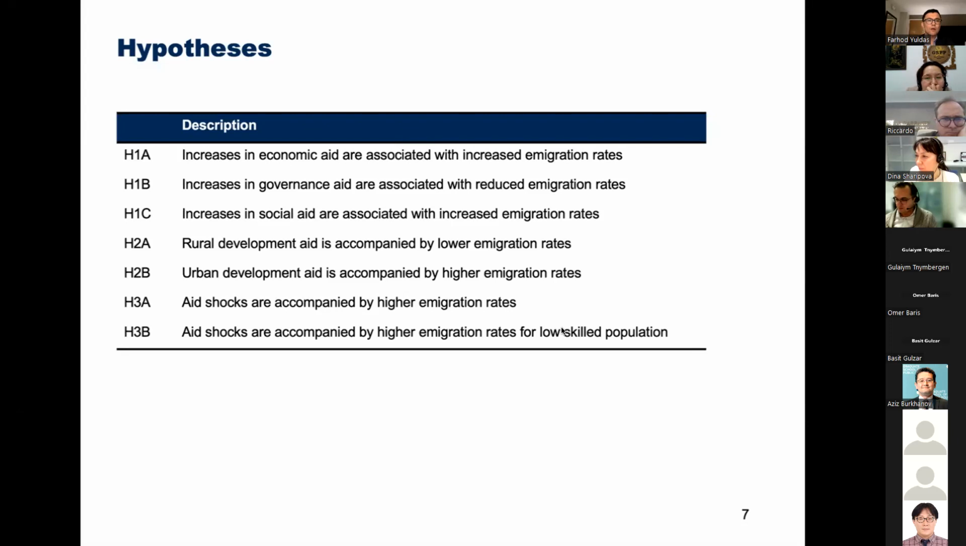We also hypothesized that the volatility in foreign aid could also be an issue here. When aid shocks, or huge negative swings in foreign aid, could also be pushing people to move abroad, especially people with lower skills and education.